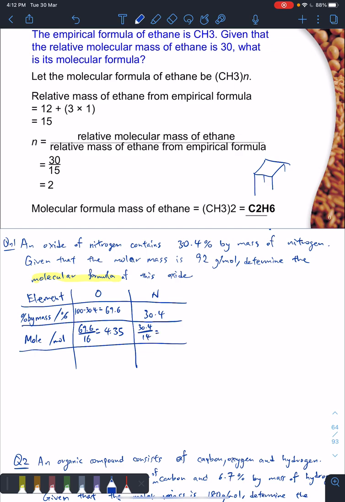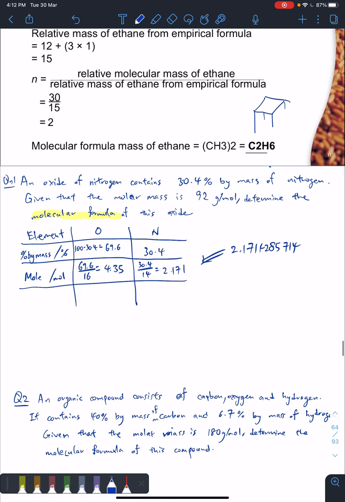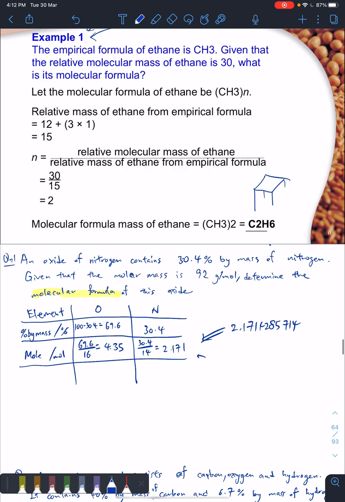30.4 divided by 14, not a nice number, 2.171. Actually this gives you 2.17142855714, but of course you won't waste time writing that down. As you recall, the final answer, the very last answer, should be 3 significant figures, which means the in-between should be 4 significant figures. That's why in this case we'll put it as 4 SF for the intermediate answers. That is not a nice number.